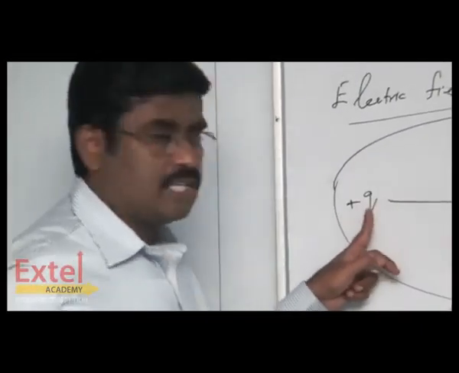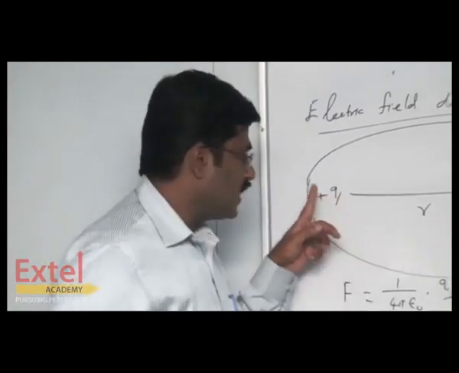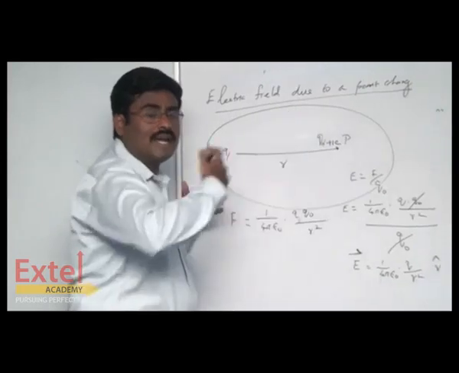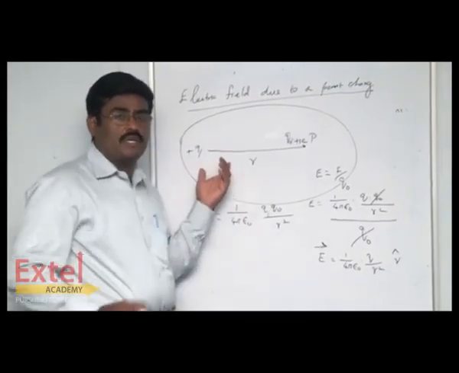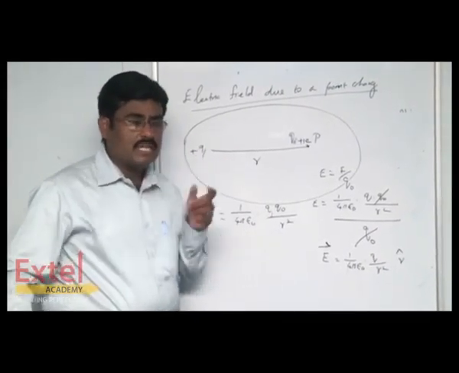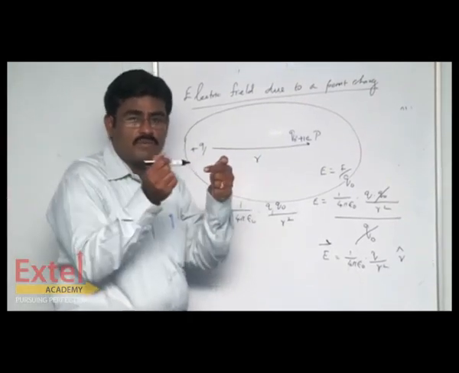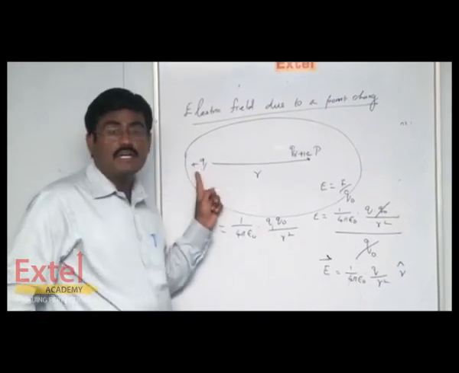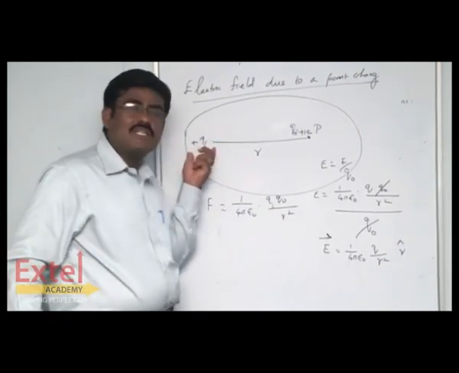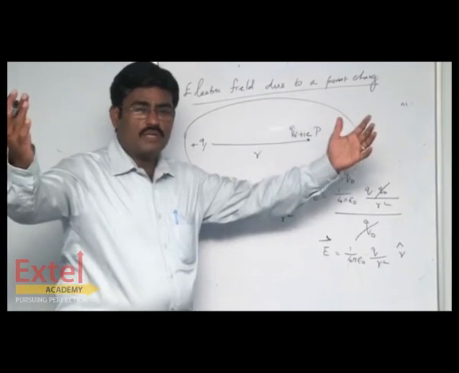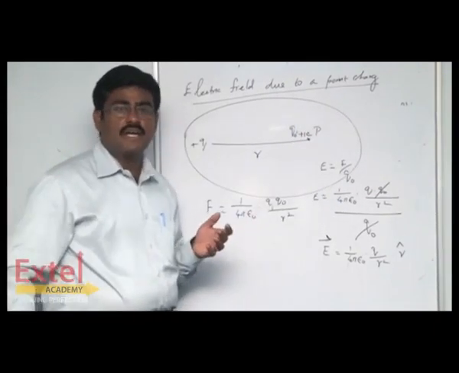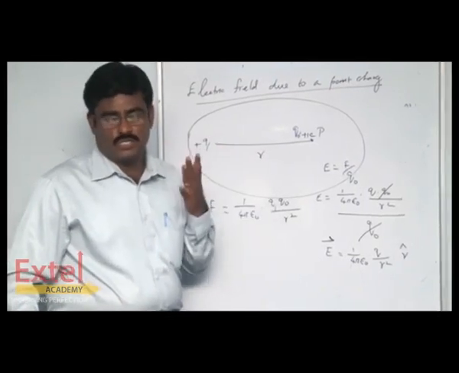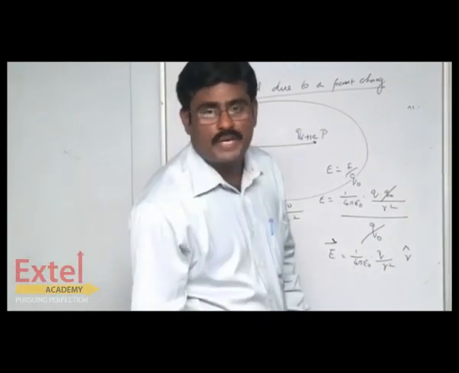In the case of a positive charge, I stress that the electric field will be directed outward. The direction of the electric field will be pointing outward. In the case of a negative charge, the direction of the electric field will be pointing towards it. I repeat again, in the case of a positive charge, the direction of the electric field is pointing outward, and in the case of a negative charge, the direction of the electric field is pointing towards it.